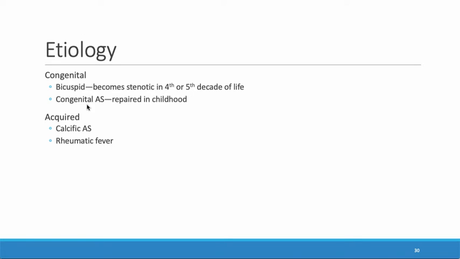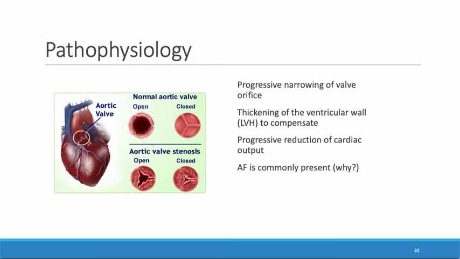But there's congenital forms as well. There's the congenital AS that gets repaired in childhood, which we won't discuss. But if you are a patient who develops aortic stenosis in your 50s, you most likely have not the calcific aortic stenosis, but rather you probably had a bicuspid valve, where instead of 3 cusps to the aortic valve, you only have 2.